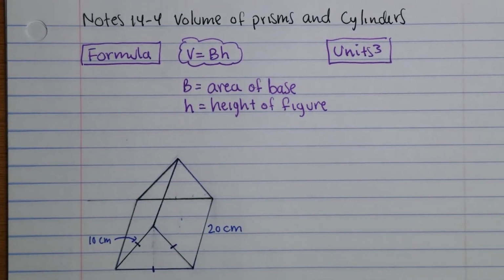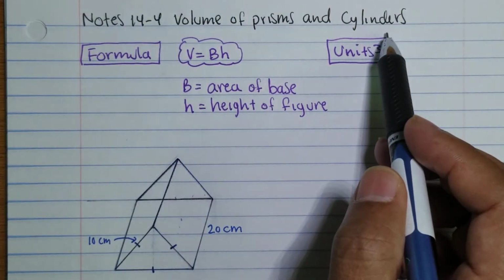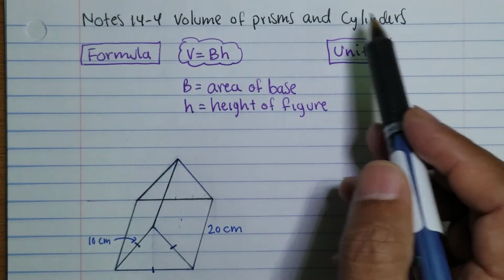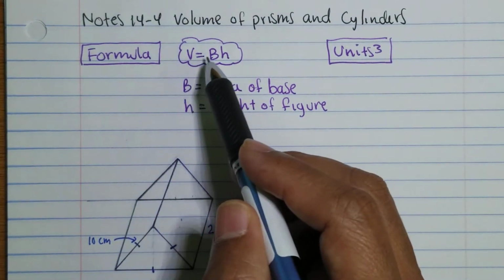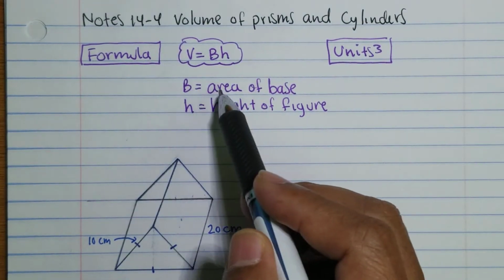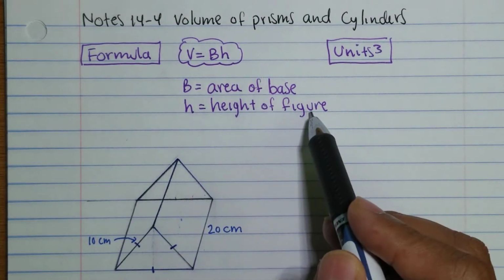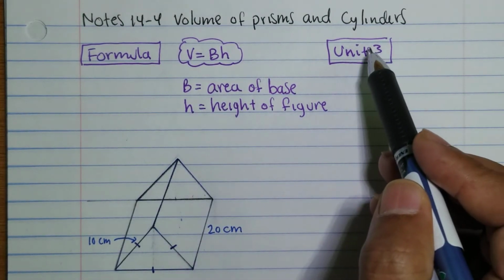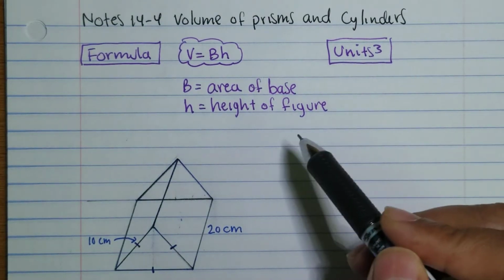In this video lesson we're going to cover how to find the volume of prisms and cylinders. The formula is volume equals the base times the height. B represents the area of the base and H is the height of the figure. And don't forget that since we're finding volume, it has to be units cubed.